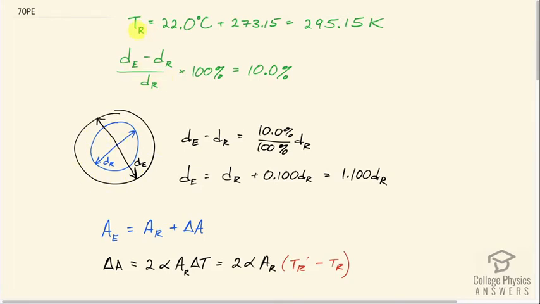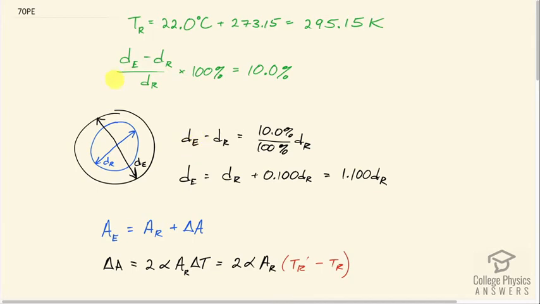So we're going to write down the things that we know. The rod, we're told, is initially at 22.0 degrees Celsius, and I have the subscript R to label it as the temperature of the rod initially. And I convert that into Kelvin by adding 273.15. To say that the diameter of the engine is 10% more than the diameter of the rod is to say that the difference divided by the diameter of the rod times 100% equals 10%.